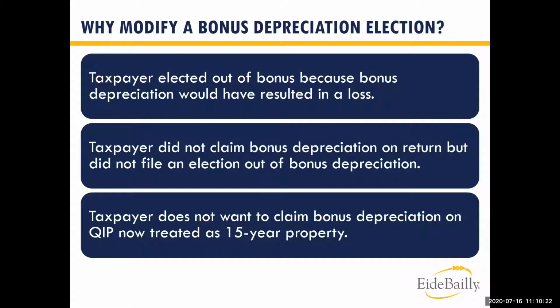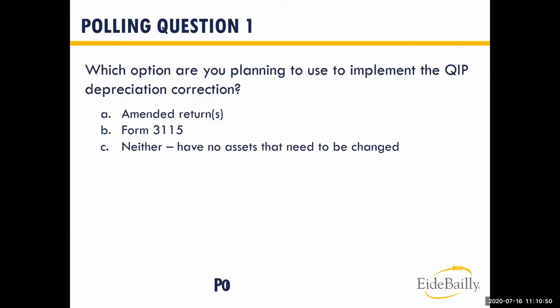Okay. And as you can see here, there's a variety of situations that may impact your decision on whether to claim bonus or to opt out of bonus. But the thing to note here is really that the original decision made in your 2018 or 2019 tax return might not necessarily have been the right decision now due to various changes in the law. And this takes us to the first polling question. Which option are you planning to use to implement the QIP depreciation correction? An amended return, a 3115, or none of the above because you don't have any assets that you need to change?